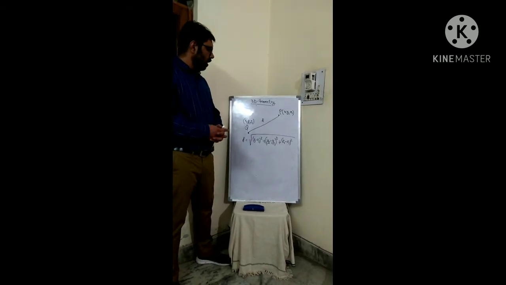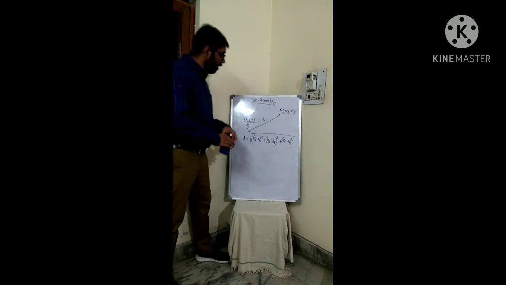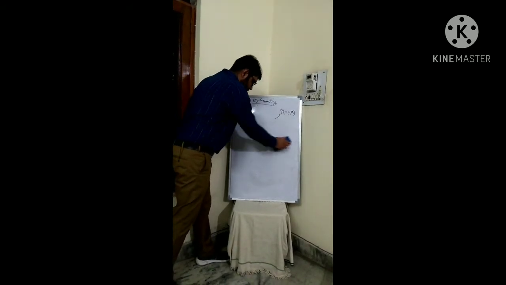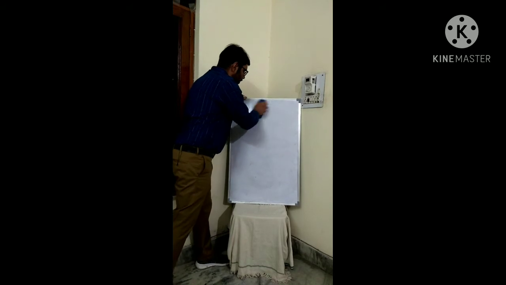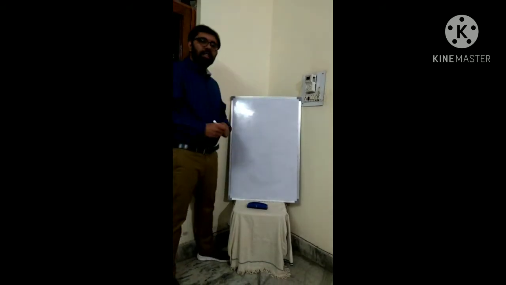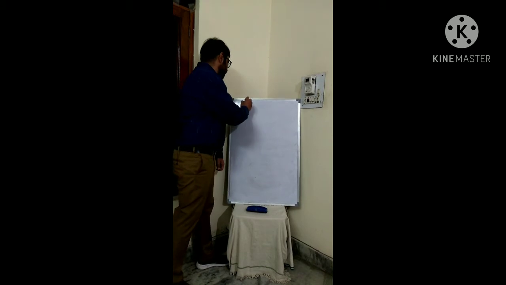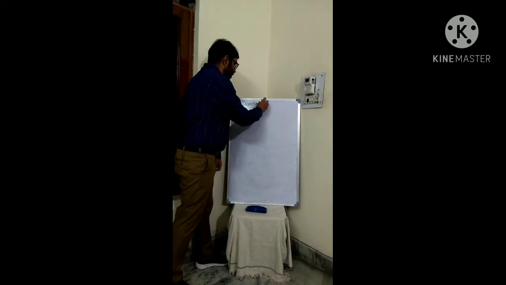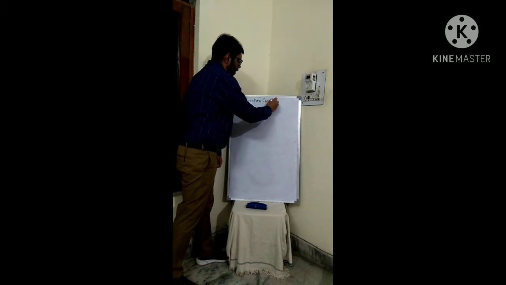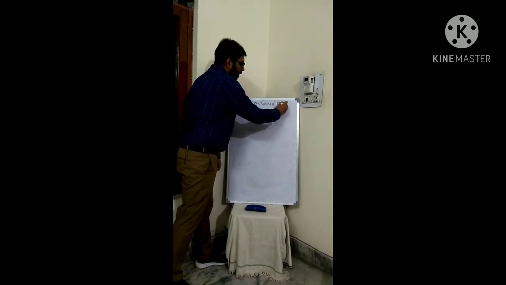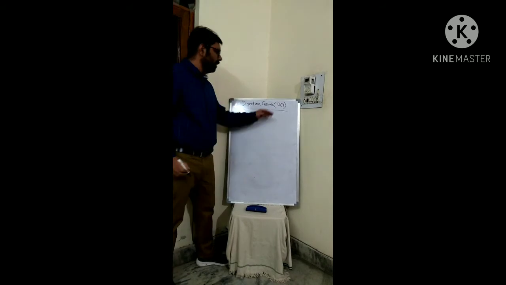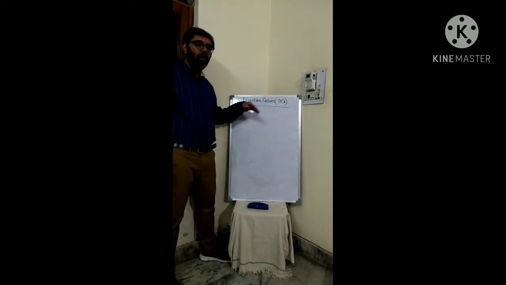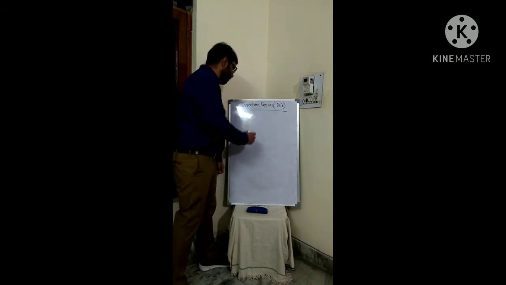So let's continue further. In the next topic, we'll discuss direction cosines and direction ratios. Direction cosines. In brackets I can write DCs; they are also known by the short form DCs. So for direction cosines, first we need to understand what we mean by this term.